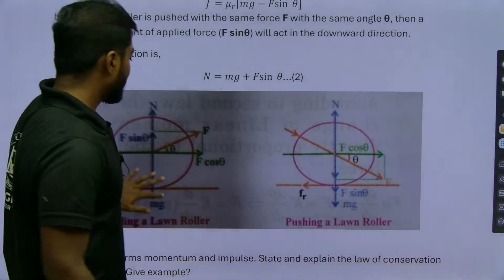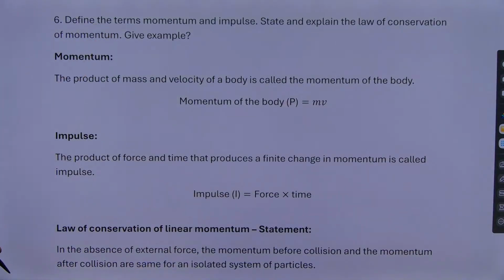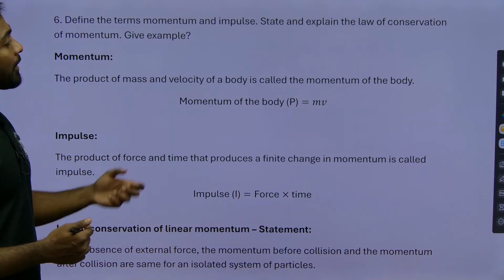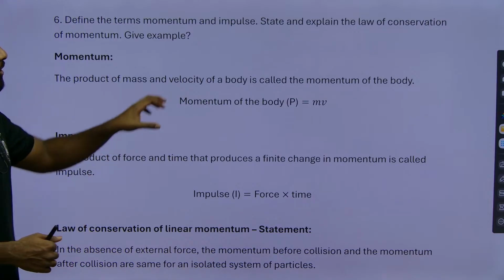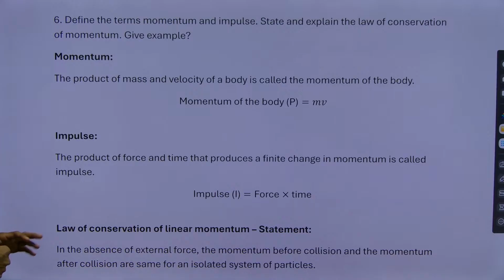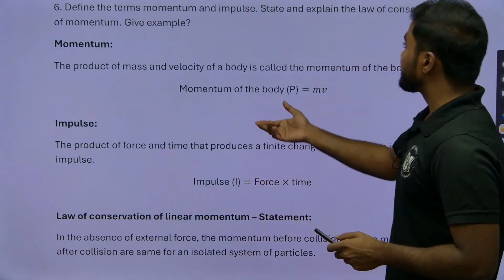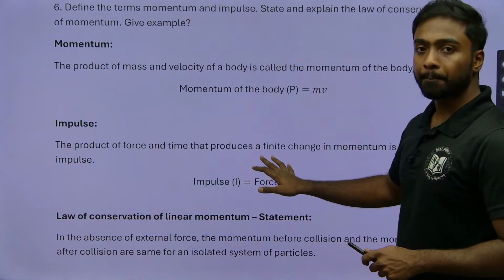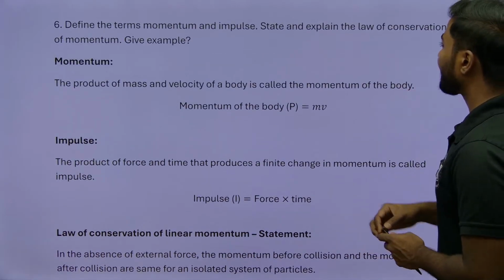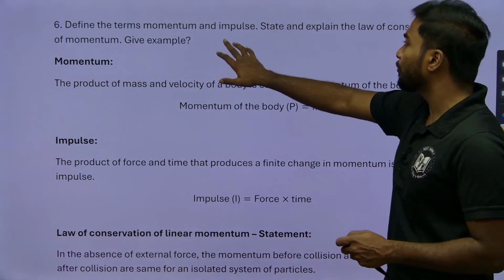Okay. So the next question is, define the term momentum and impulse. State and explain the law of conservation of momentum. We need to explain what the law of conservation of momentum is, and give some example for that. First, momentum is nothing but, we know the formula, mass into velocity. A change in momentum is impulse. The other formula for impulse is force into time, not velocity, force into time.